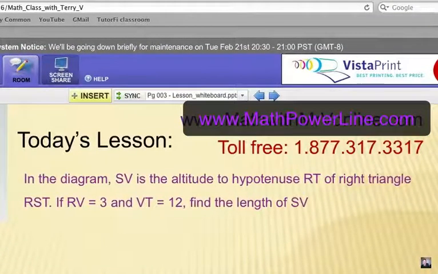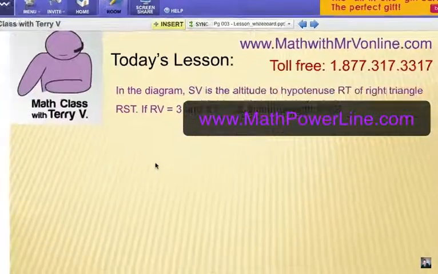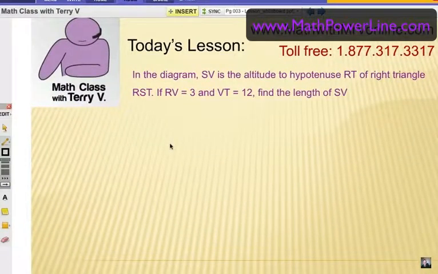All right, thanks for the information here. We're going to be looking at solving a right triangle problem where we know something about the altitude. In this diagram, SV is the altitude to the hypotenuse RT of right triangle RST. Whoa, there's a lot of letters there. But then they say RV is 3, VT is 12, and find the length of SV. Well, obviously, I'm getting kind of lost here with these letters and labels and numbers, so let's read it again several times if we have to and draw a diagram.